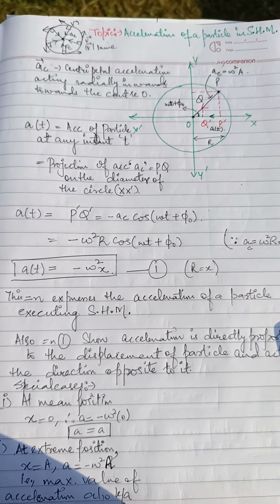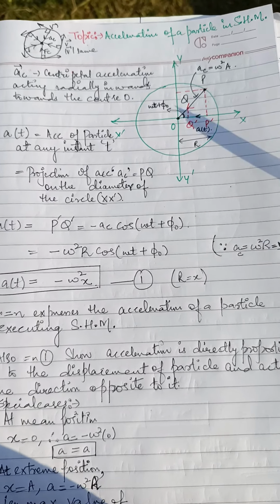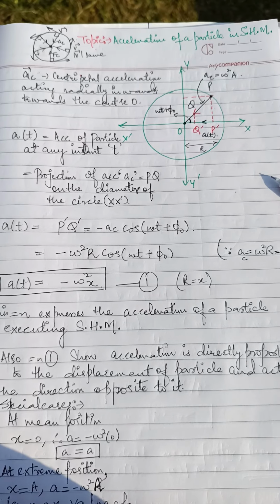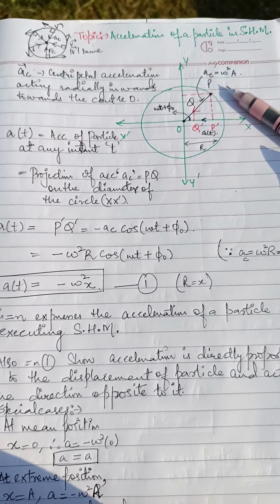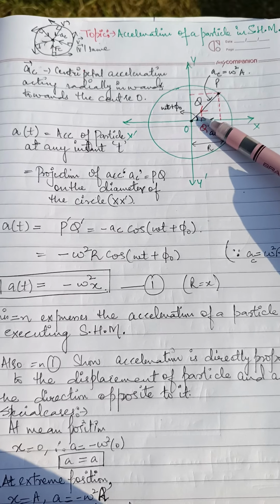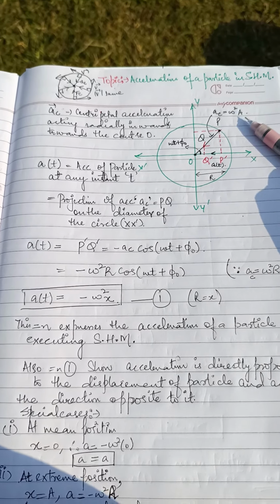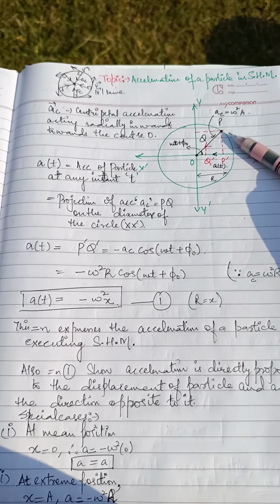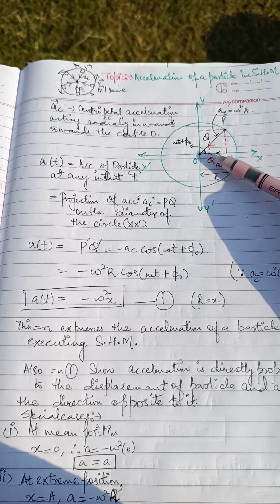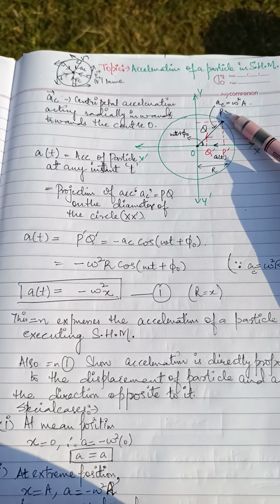So guys, next topic is derivation of acceleration of the particle in SHM. Again, we have assumed a particle P performing uniform circular motion, whose acceleration is the centripetal acceleration, its value being given by omega square into radius, which is a here. Fine. Now this P particle, OP vector is giving the AC, direction of AC, that is the acceleration.